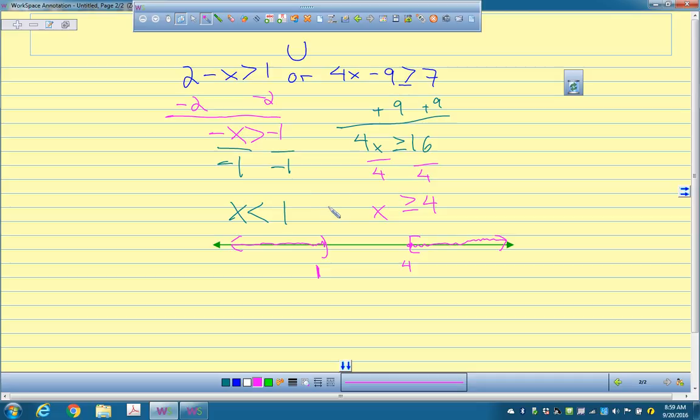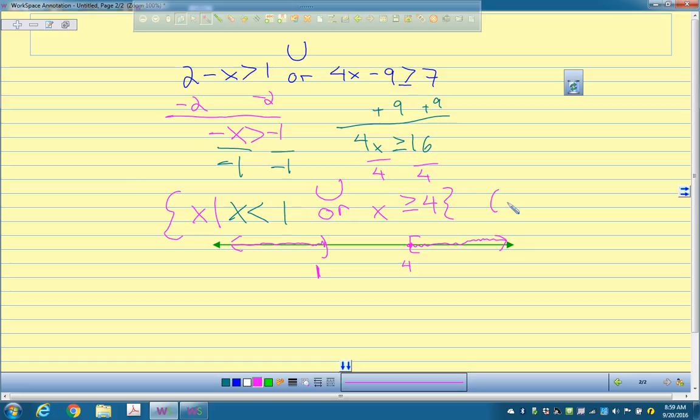And then in set builder notation, you could write it like this. You put an "or" in between, and you go x bar, and you do this. Or you can use the union symbol. In interval notation, this would look like you'd have to break it into two different sets.